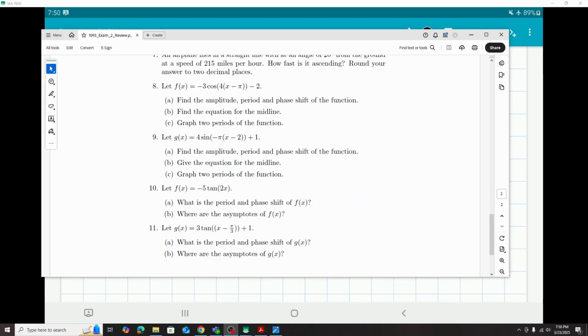Number 10. So we skipped 9 because it works very, very similar to 8. And so that's one where you might want to practice on your own, use Desmos to see if you're getting the right sketch or not. And so we're going to skip straight to 10 just so I can actually get this out in a reasonable time. So let f of x be minus 5 times tangent of 2x. And so the question is, what is the period and phase shift of f of x? And where are the asymptotes?